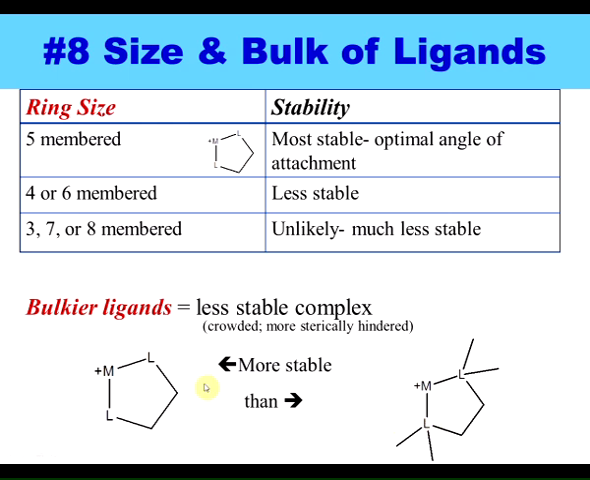So the bulkier the ligands are, the less stable the complex. So it's more crowded, more sterically hindered.